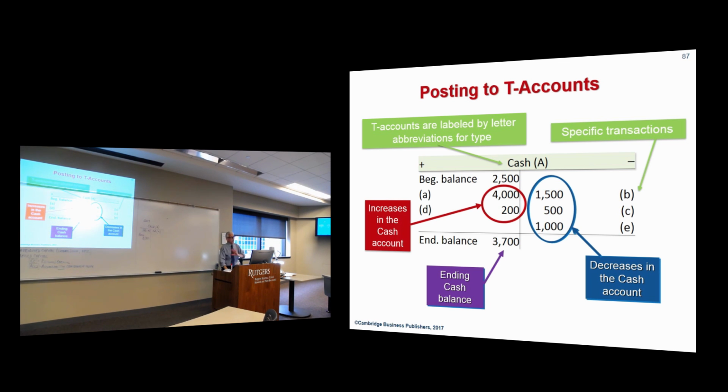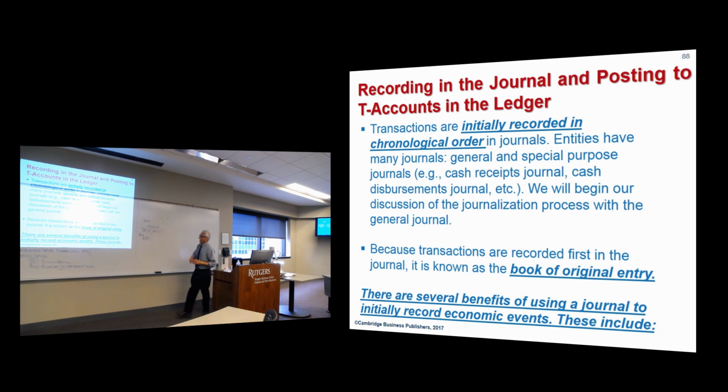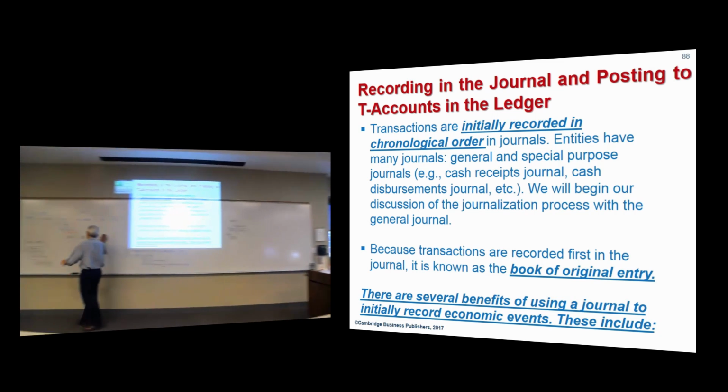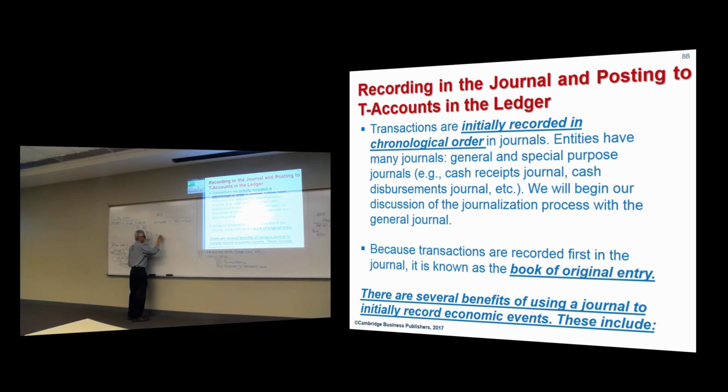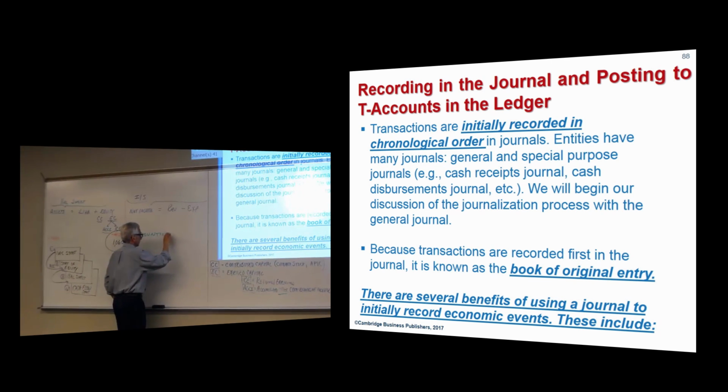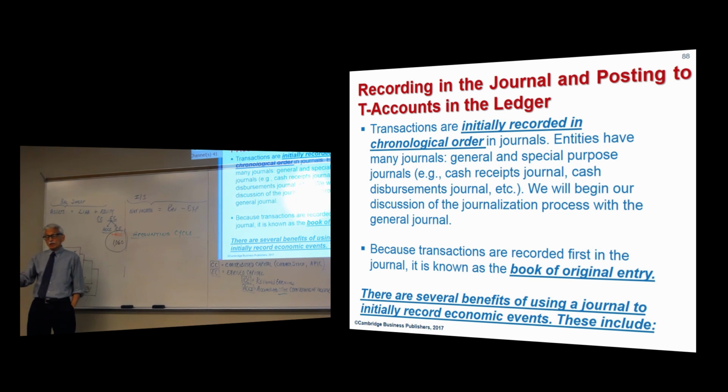Now, not exactly the way we do it. We don't record in the T accounts first. We normally record first in what is known as the journal. The journal then would post to the ledger. So the way the transaction flow works, and you've probably seen this in the textbook, is the accounting cycle. Parts of the cycle take place at different points during the year.